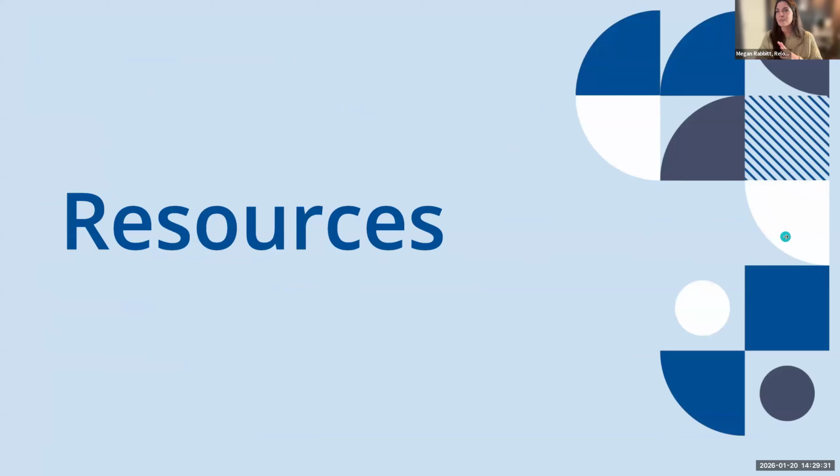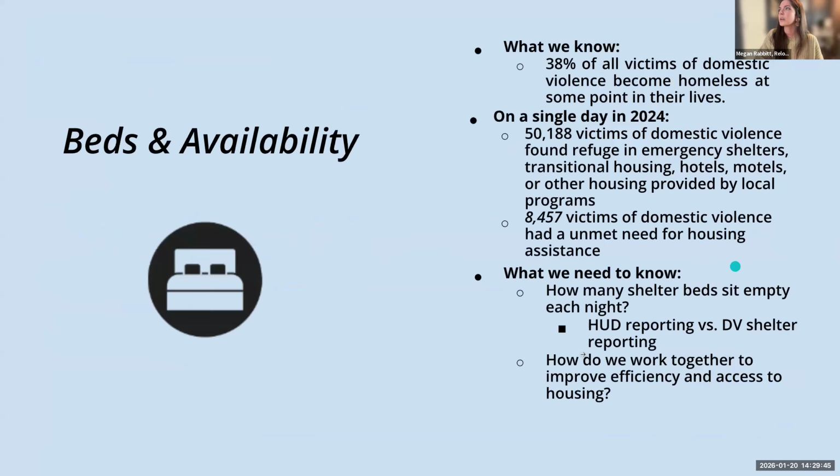So some resources, as I mentioned, we do very heavily look into the point in time count that comes from the Annual Homelessness Assessment Report, as well as NNEDB's DV Counts Report. So just a few things that we know. 38% of victims of domestic violence become homeless at some point in their lives. That is a huge statistic. It's a huge risk of homelessness.